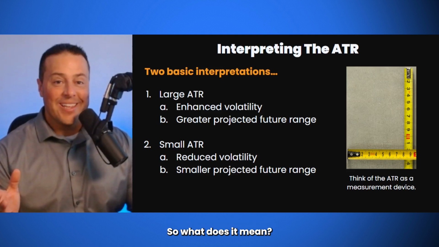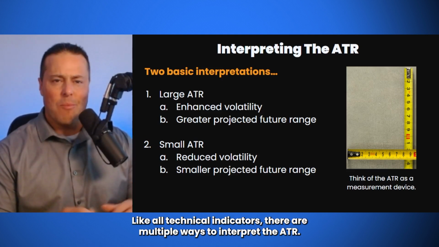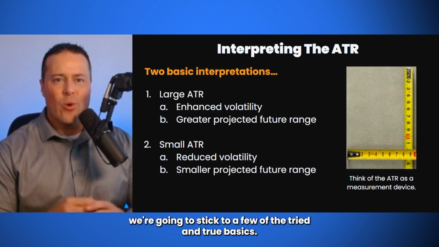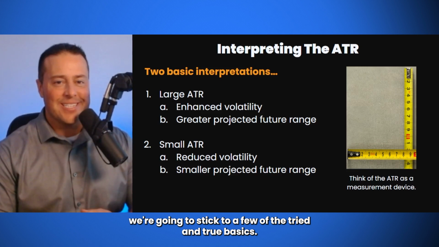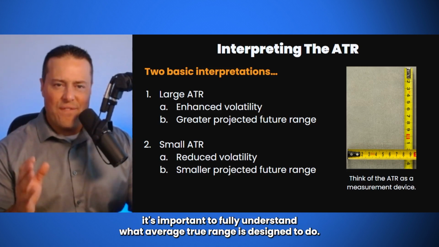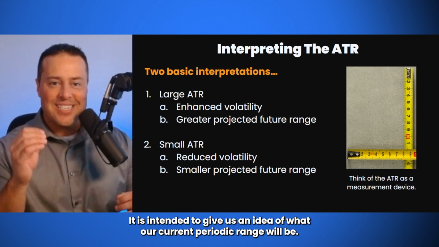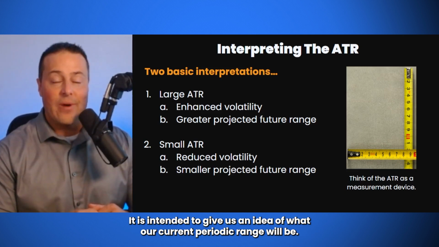Well, we've got our ATR calculation. So what does it mean? Like all technical indicators, there are multiple ways to interpret the ATR. For the purposes of this video, we're going to stick to a few of the tried and true basics. First, it's important to fully understand what average true range is designed to do. It is intended to give us an idea of what our current periodic range will be.